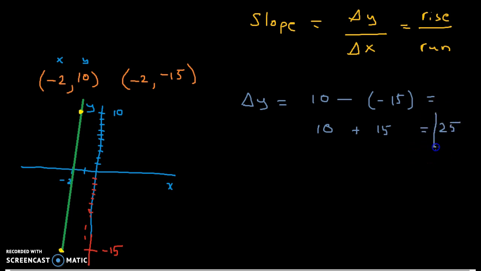Okay, so that is our, to use the fancy expression, our delta y. That is our change in y. We went up 25 jumps to get from -15 to 10. Okay? All right, so that, check. We got that one done.